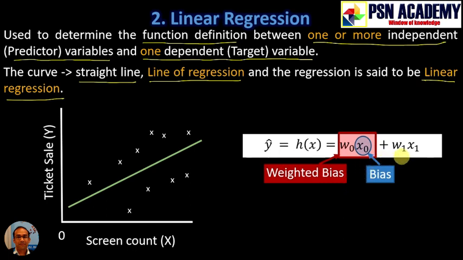On the other side, you have this w1 x1. So, x1 is coming from the data set, that is your screen count. And this w1 is also associated with x1. So, this term is also a weighted term, right? Now, you have got w0 and w1. So, these are learning parameters. Clear?